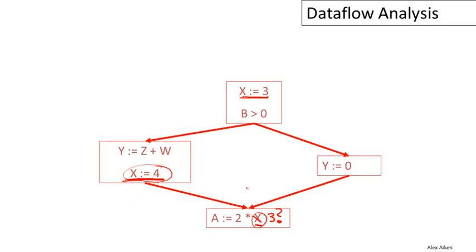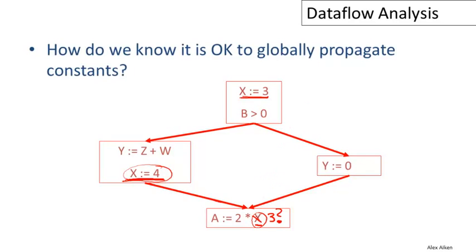We don't know which constant it is going to be, because if we come from this path in the execution, then x will be 4, and if we come from this path, the value of x will be 3. And so we can't replace x here by either one of those values, and it's not safe in this case to propagate constants to this use of x. And so the question then is, how do we know when it is okay to globally propagate constants?